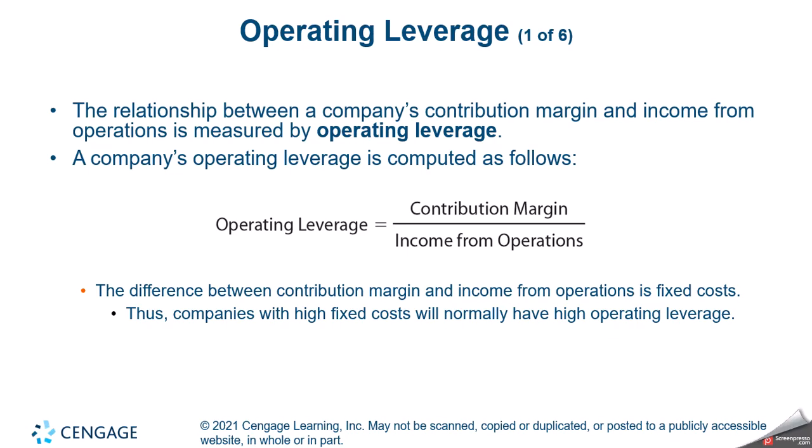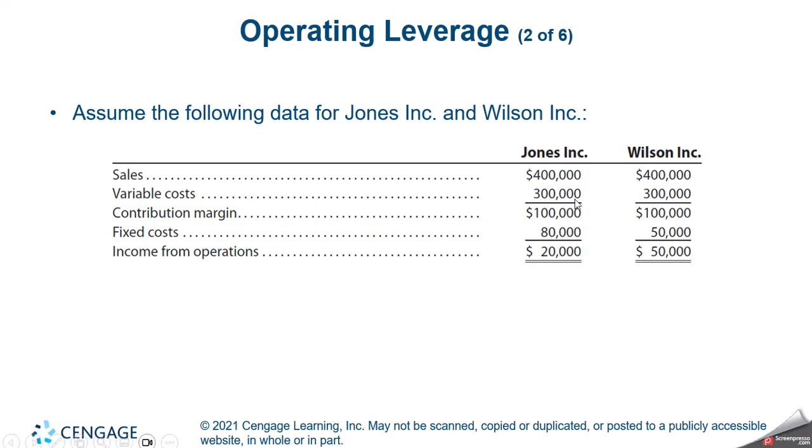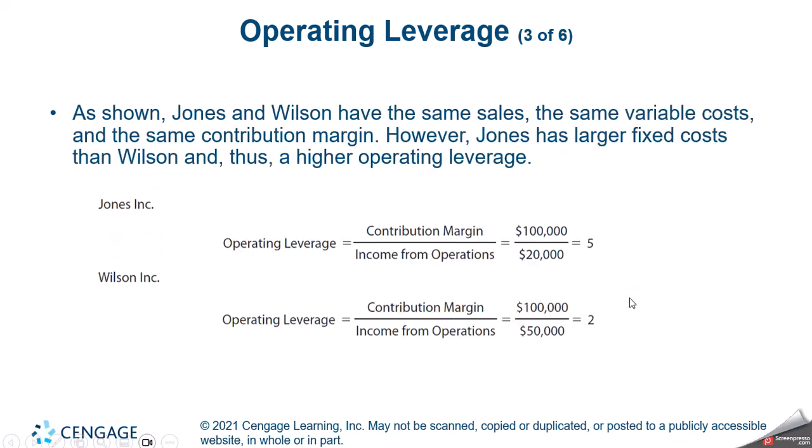Then our operating leverage, sometimes called the degree of operating leverage. We take our contribution margin and divide it by our income from operations. Our contribution margin for Jones is the 100,000. The income is 20,000. So we'd have a degree of operating leverage of 5. For Wilson, we've got a contribution margin of 100, income of 50, so we'd have a degree of operating leverage of 2. And we use these operating leverage numbers to help us plan.